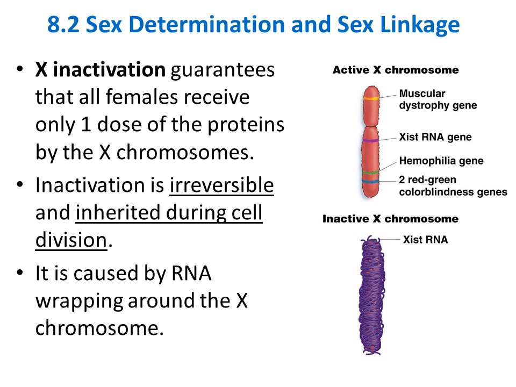So what would happen if in females we express twice as many genes and thus twice as much protein? That would actually cause a huge problem. So what females do is inactivate one of our X chromosomes, and this ensures that all females receive just one dose of the proteins on the X chromosome. Inactivation of the X chromosome is irreversible, and this happens during cell division. It's the result of a specific type of RNA that wraps around the X chromosome.